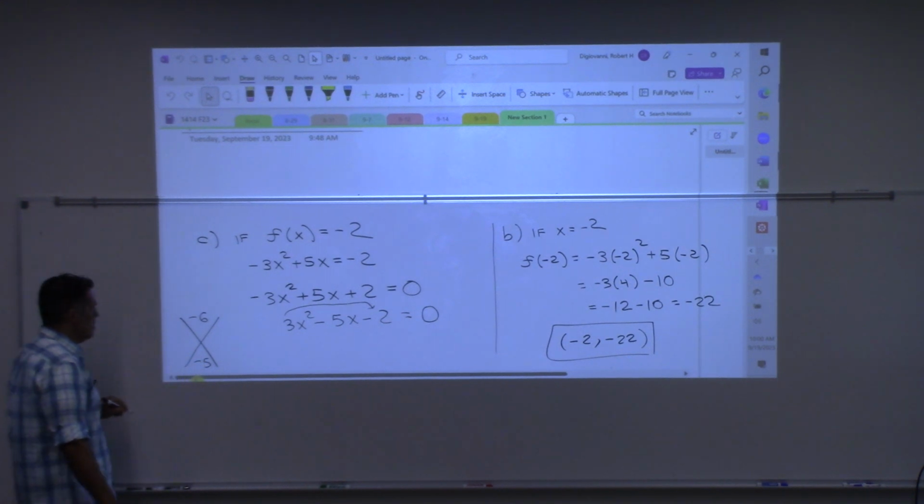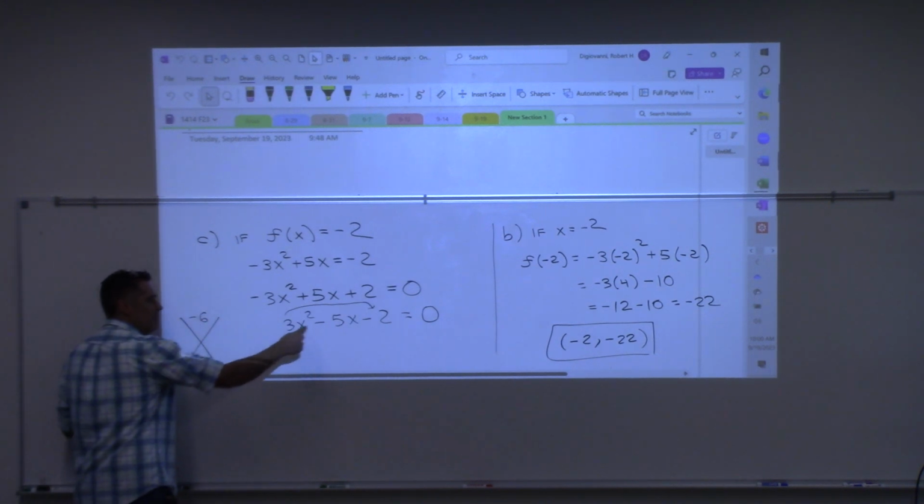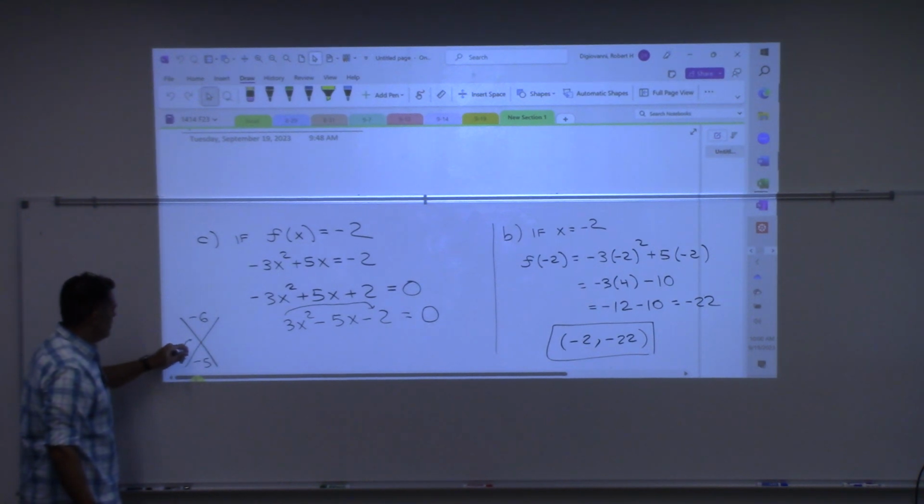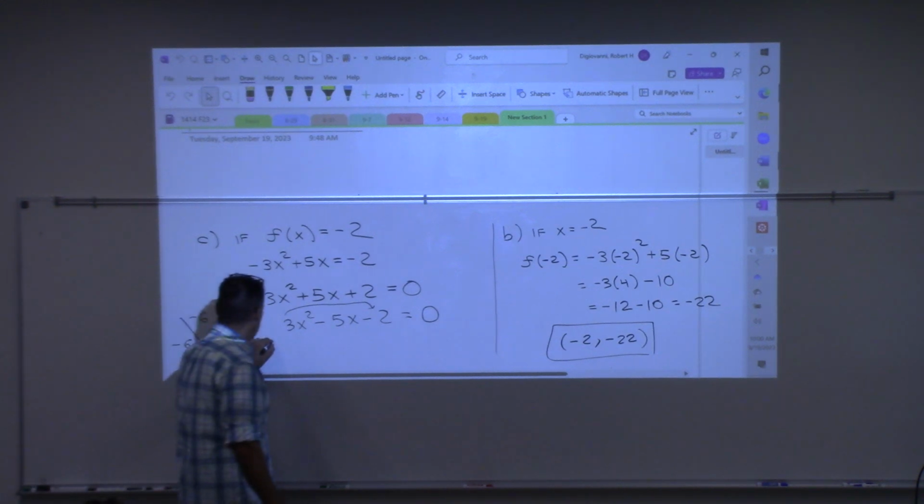Okay. So I'm doing 3 times negative 2 gives me negative 6. I've got the negative 5 in front. I'm trying to come up with 2 numbers that do this. Negative 6 and positive 1, right? And then I break this down.